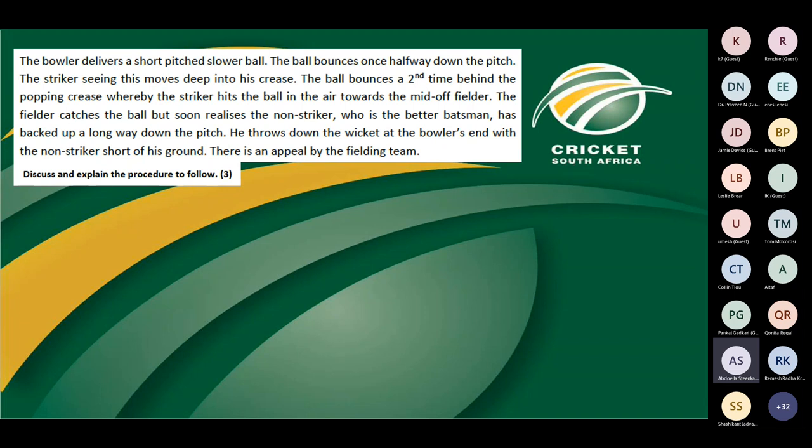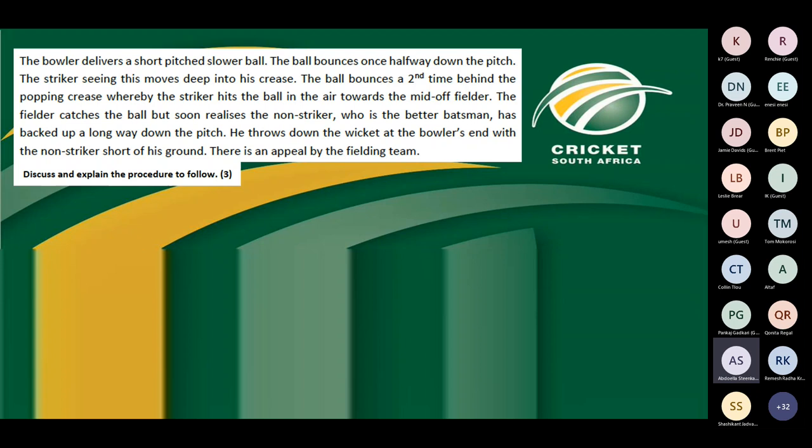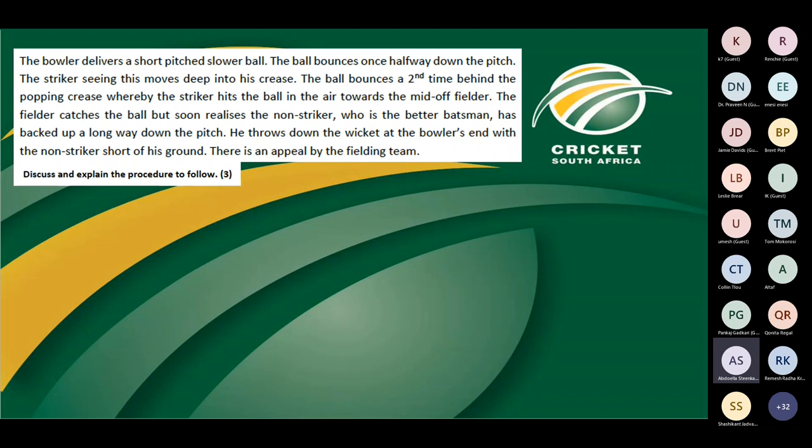The mid-off fielder then throws down the wicket at the bowler's end with the non-striker out of his or her ground. There's a huge appeal by the fielding side. Discuss and explain the procedure to follow. Again, it's a mouthful. Break it up into smaller pieces and visualize what the question is trying to tell us. Tom, let's give him a few seconds. Oh, unless there are hands already, Tom. Jamie has very quick visualization.